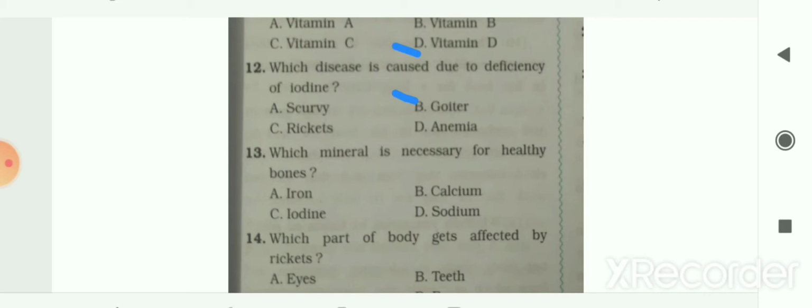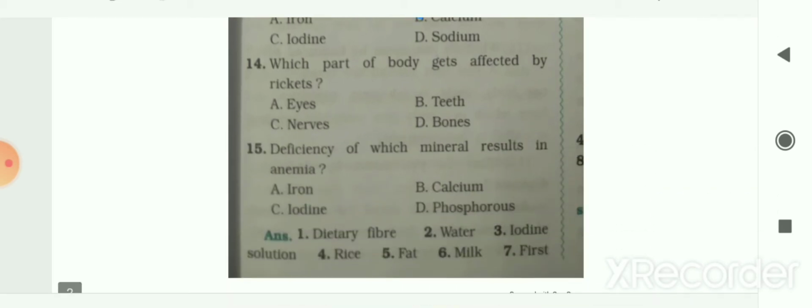The next is, which mineral is necessary for healthy bones? Iron, calcium, iodine or sodium? So your answer is calcium. Calcium is necessary for healthy bones. Next question, which part of our body gets affected by rickets? So options are like this: eyes, teeth, nerves or bones? So answer is bones, D. Bones get affected by the disease called rickets.